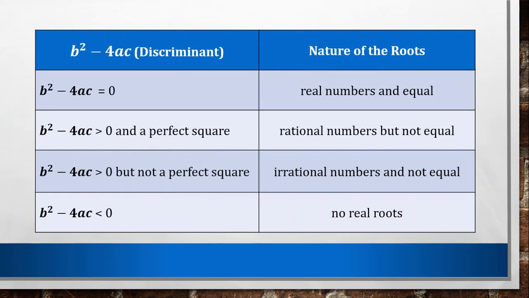So una, if b squared minus 4ac is equal to 0, ang nature ng roots niya ay real numbers and equal. Next, if b squared minus 4ac is greater than 0 and a perfect square, ang nature ng roots niya ay rational numbers but not equal. If b squared minus 4ac is greater than 0 but not a perfect square, ang nature ng roots niya ay irrational numbers and not equal. Kapag naman less than 0 ang discriminant, it has no real roots.